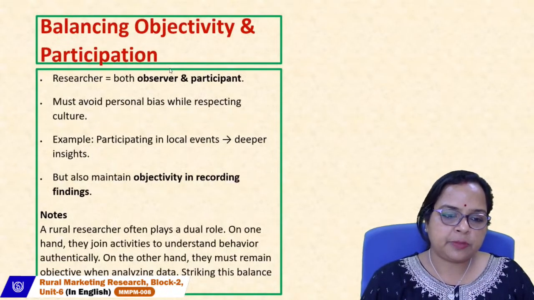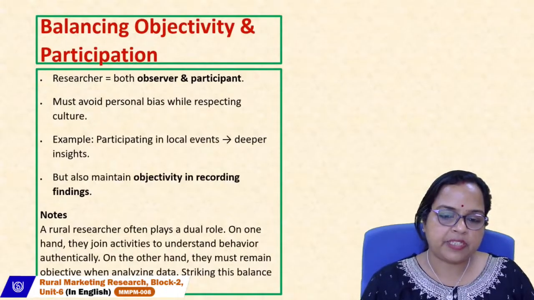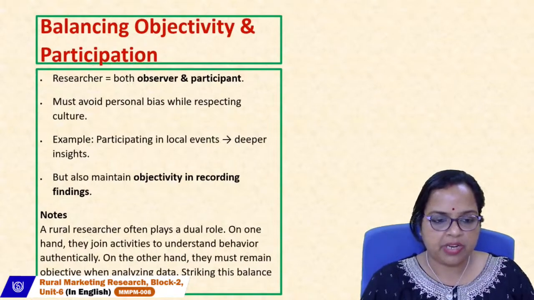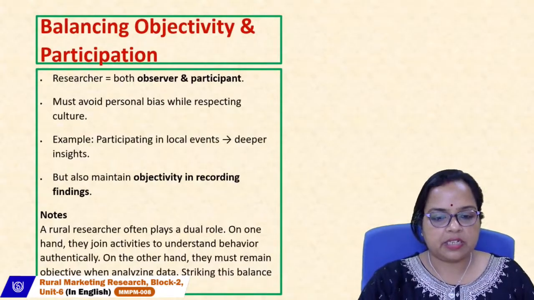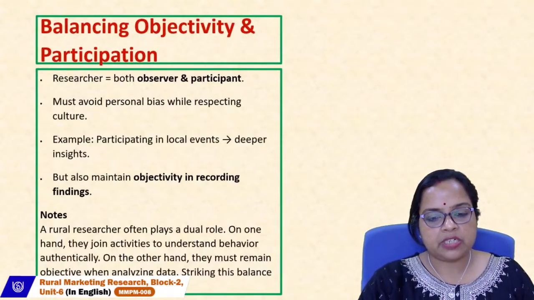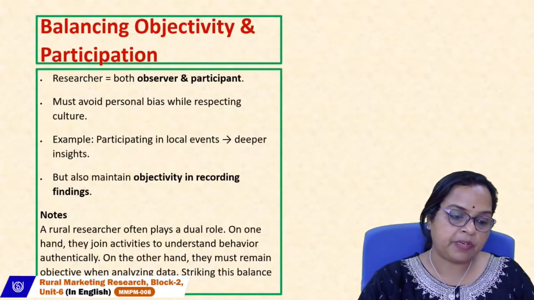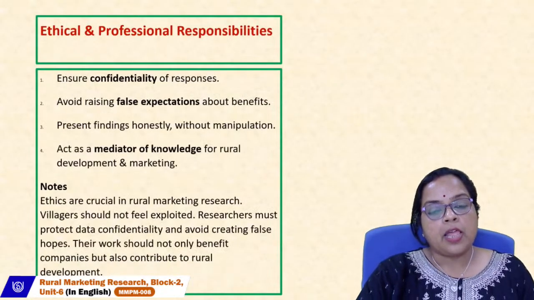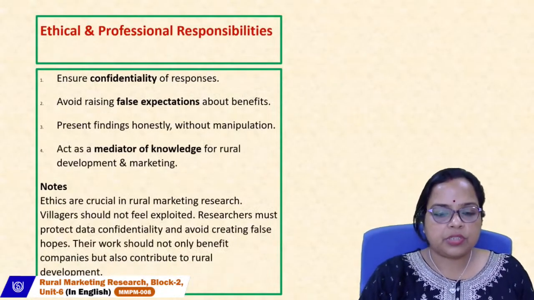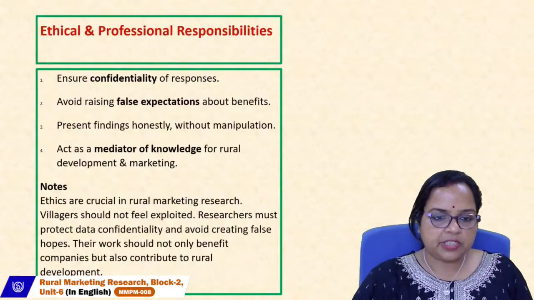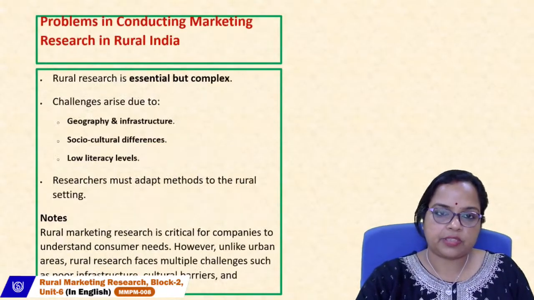Balancing objectivity and participation: a rural researcher often plays a dual role. On one hand, they join activities to understand behavior authentically. On the other hand, they must remain objective when analyzing the data. So striking the balance between the process of data collection on the field and analyzing the data is the primary responsibility of the researcher. What are the ethical issues? Ethics are crucial in rural marketing research. Villagers should not feel exploited. Villagers should feel the trust while sharing their feedback. So researchers need to take care of this.